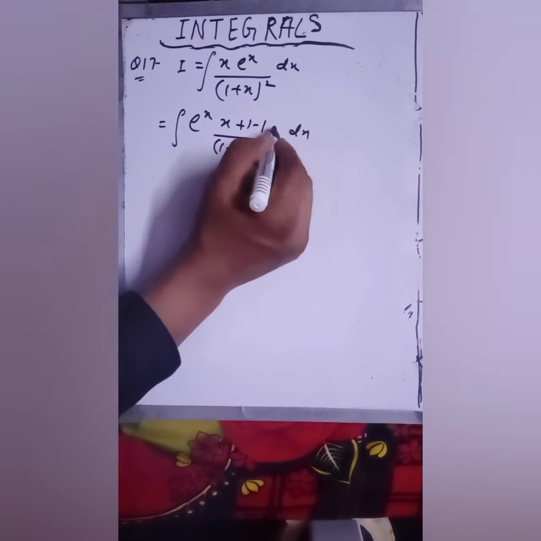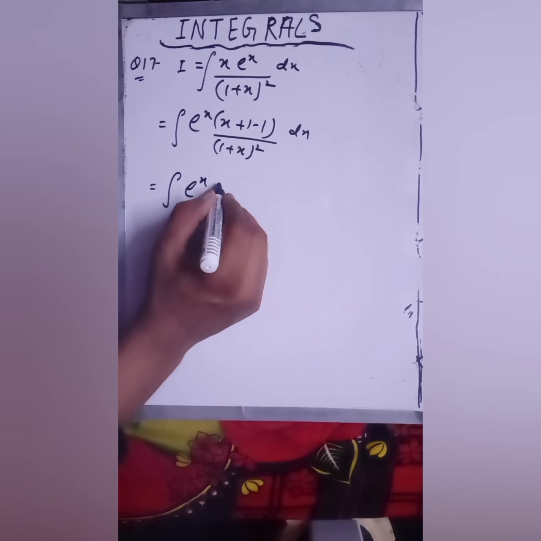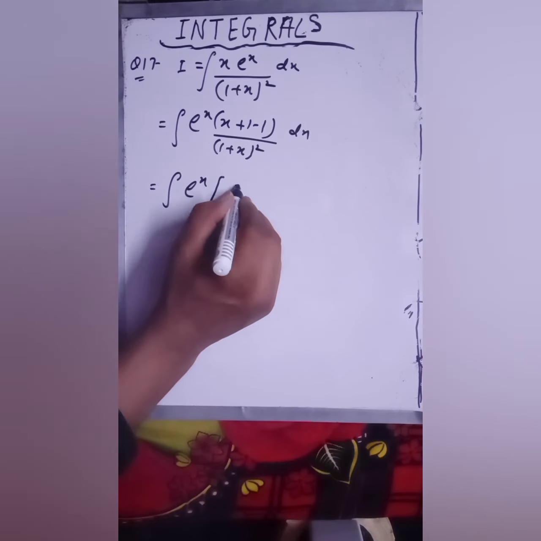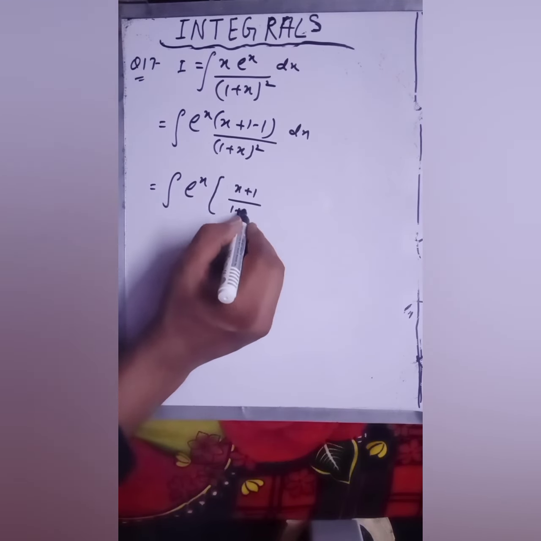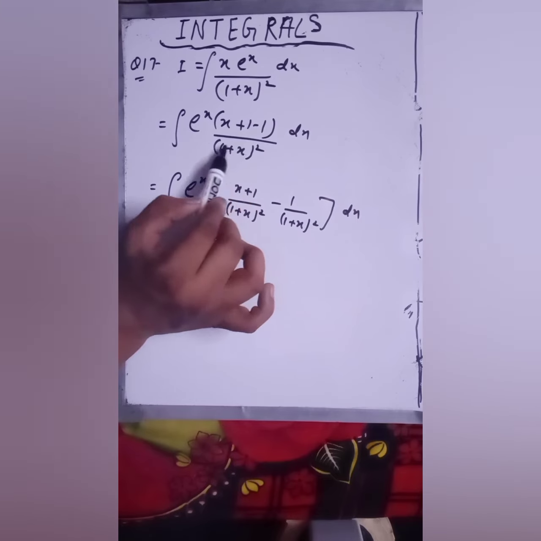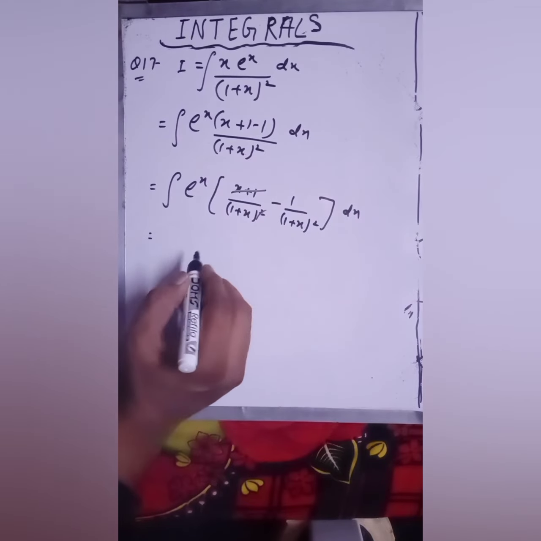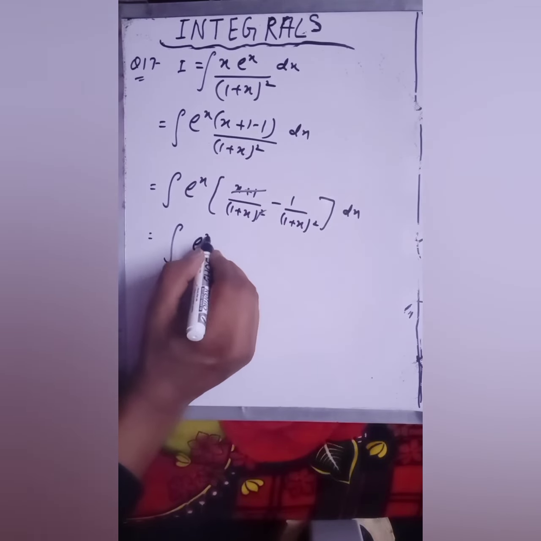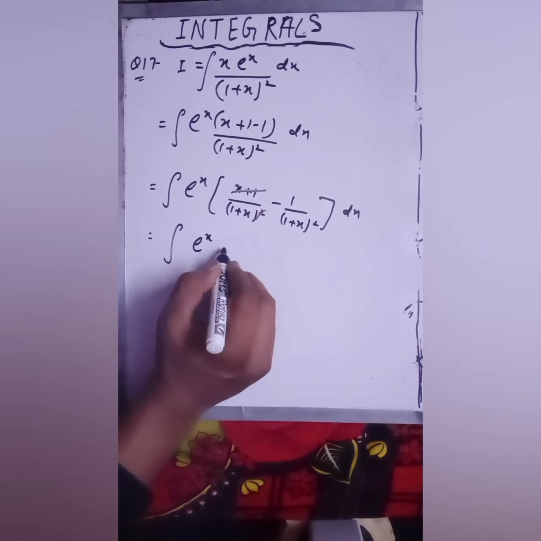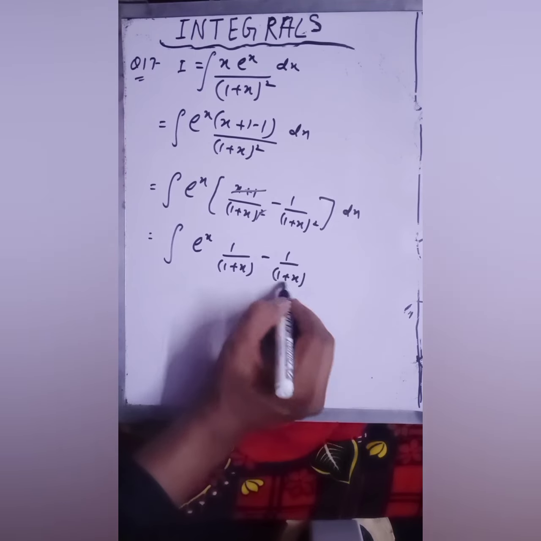So e^x, and this is your (x plus 1) over (1 plus x) whole square minus 1 upon (1 plus x) whole square into dx. What we have done: this x plus 1 over this one, minus 1 over this one. Fine, so this and this will cancel out, and you will get the integration of e^x times [1 over (1 plus x) minus 1 upon (1 plus x) whole square].